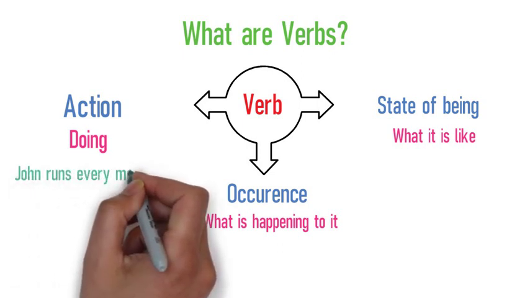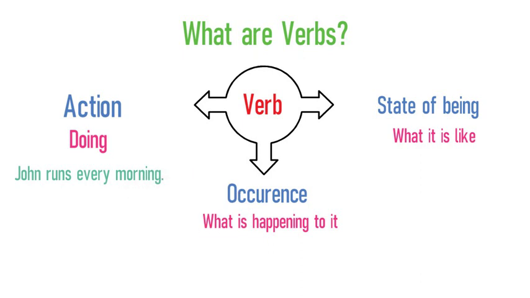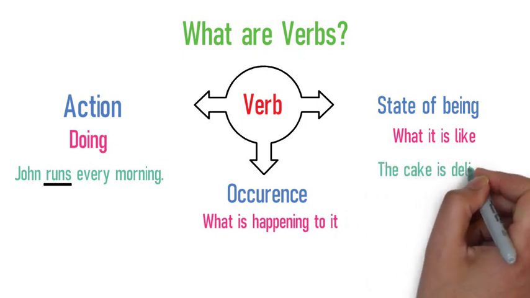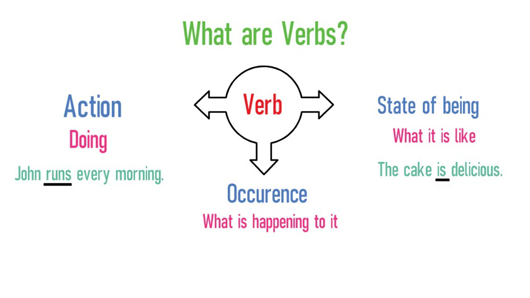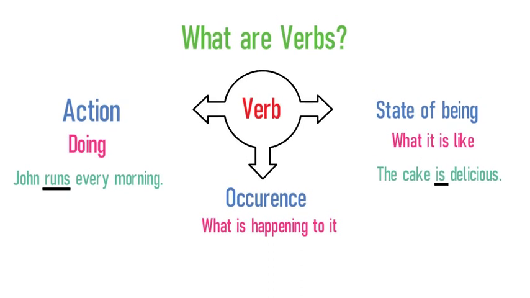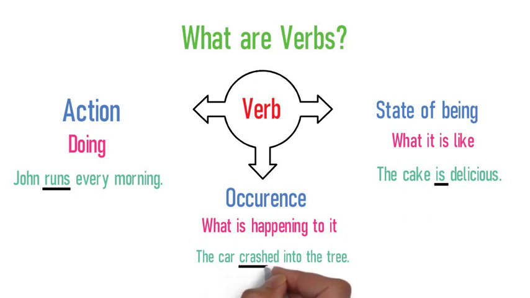John runs every morning. In this sentence, the verb is runs, which shows the action that John is doing. The cake is delicious. Here, the verb is "is", which shows the state of being of the cake. The car crashed into the tree. In this sentence, the verb is crashed, which shows the occurrence that happened.